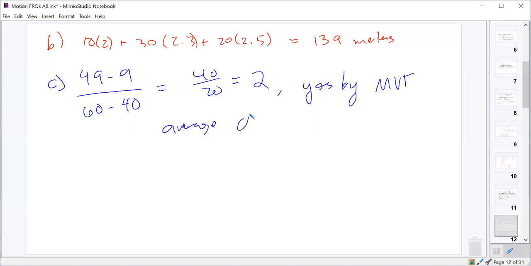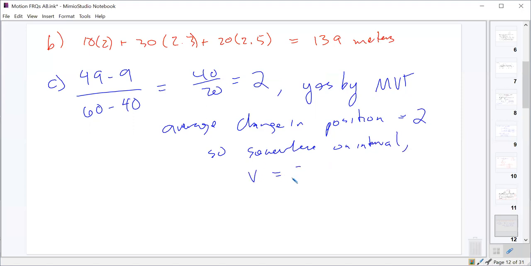Average change in position equals 2. So somewhere on the interval, velocity must equal 2 also. Good? Mr. Bachelor? Yeah. If the average was less than 2, would that still work, or does it have to equal 2? It has to be exactly 2. Yep. Okay, got it.